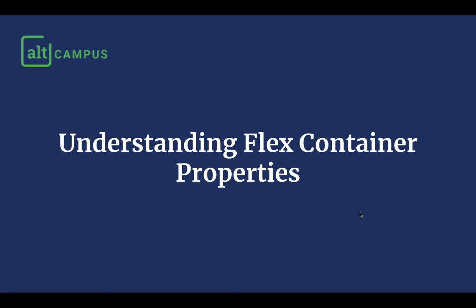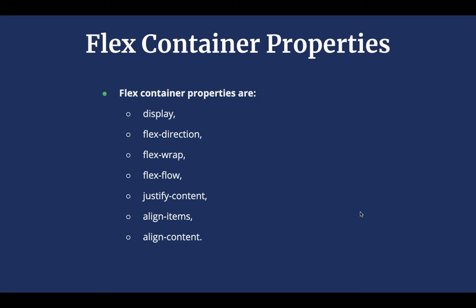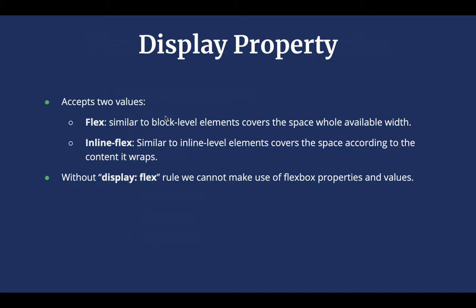Alright, let's understand flex container properties. The flex container properties accept 7 different properties that are display, flex direction, flex wrap, flex flow, justify content, align items and align content. All these different properties work differently. So first of all, let's check out the display property that we have already seen one example about. So what does the display property do?